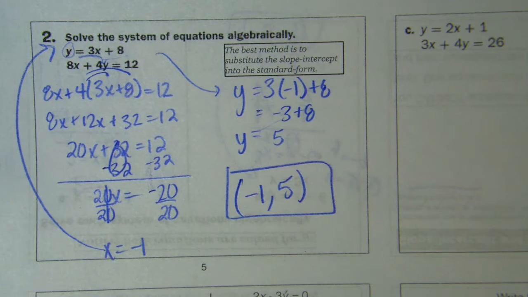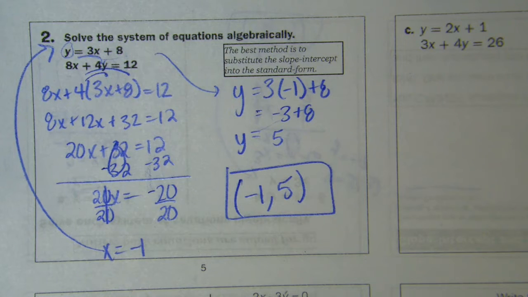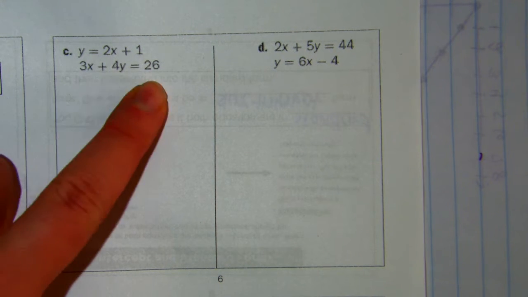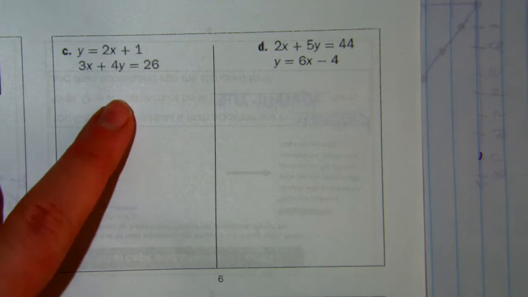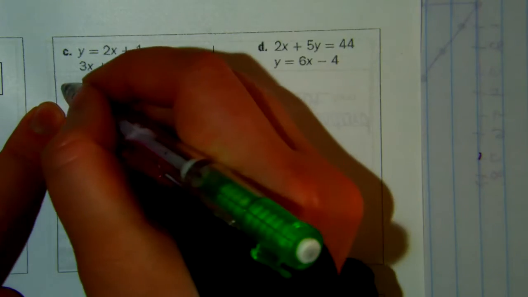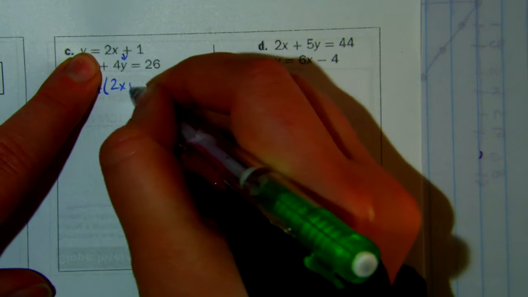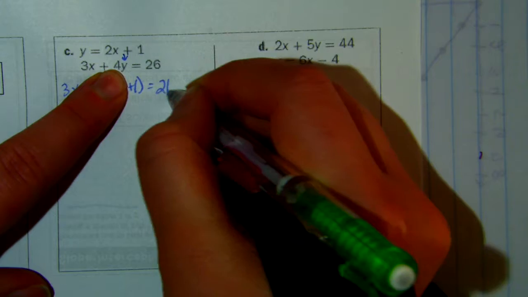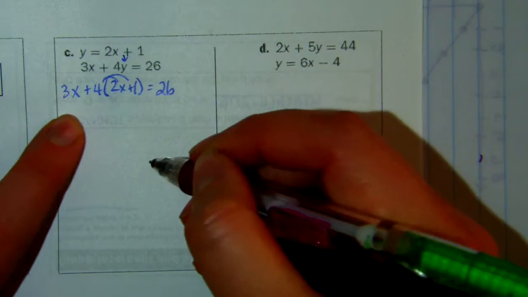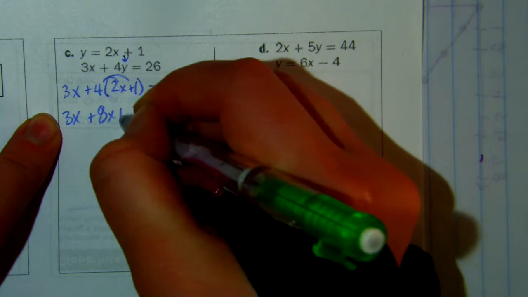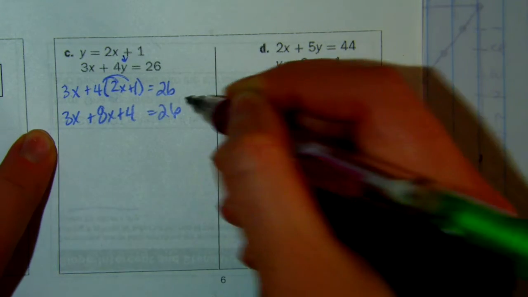Done. We're going to practice this a few more times here. C and D. So we know what y is. We got one in standard form right here, the second one, and one in slope-intercept form. So slope-intercept form is going to go into standard form. So rewriting the standard form, 3x plus 4 times y, but we know that y is 2x plus 1, has to equal 26. Distributing my 4, 3x plus 8x plus 4 equals 26.